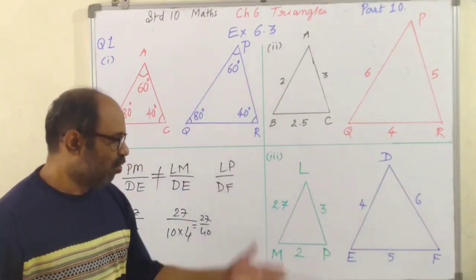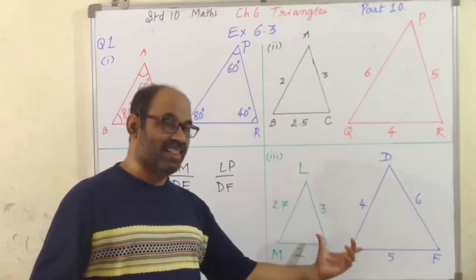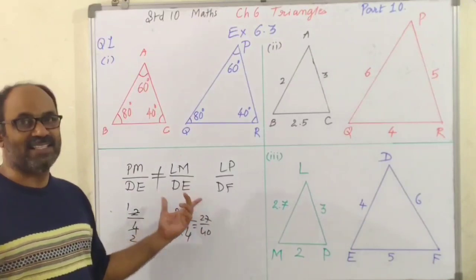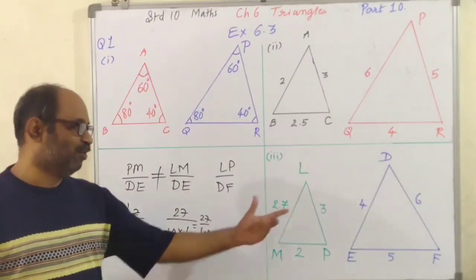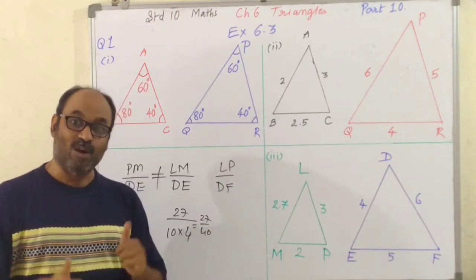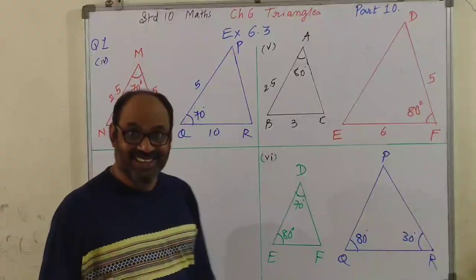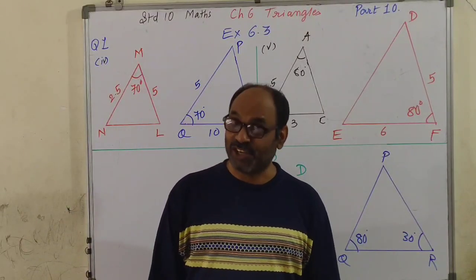यहाँ कोई भी एंगल के बारे में दिया नहीं है. Only sides are given. So if corresponding sides are in proportion, then they are similar. But the corresponding sides are not in proportion. Therefore, these two triangles are not similar. I hope you got them. Let's see next three. Alright, so let's see next three.